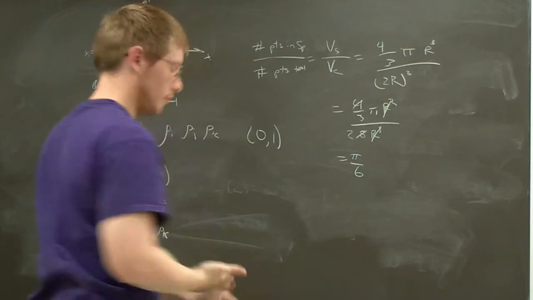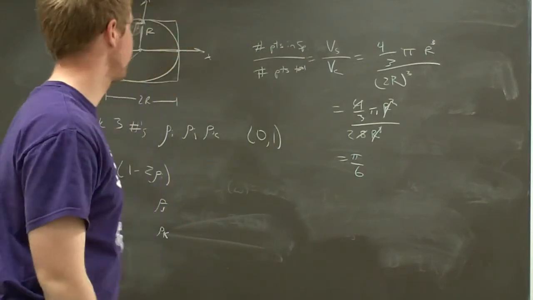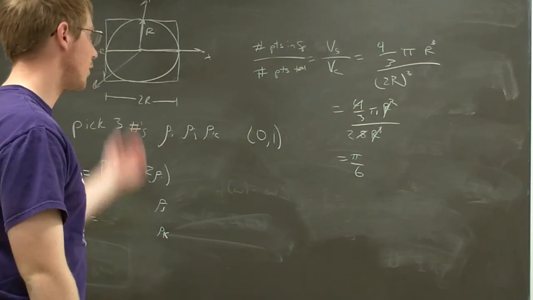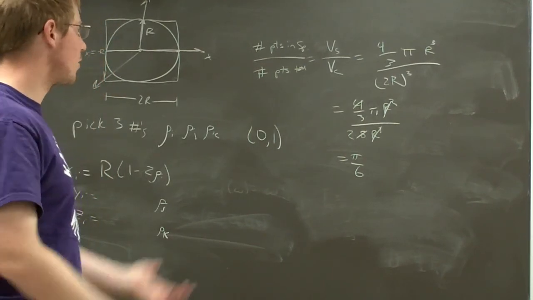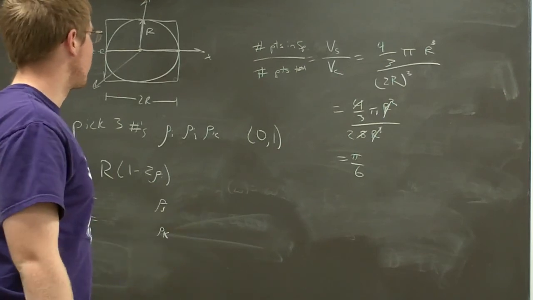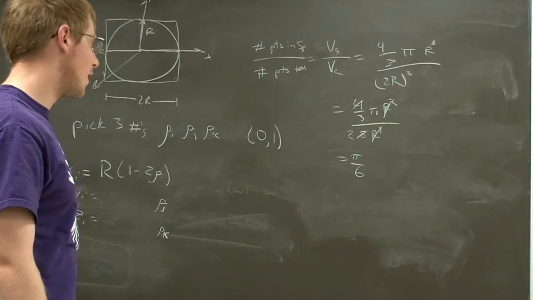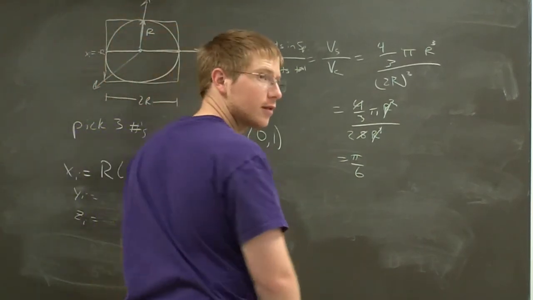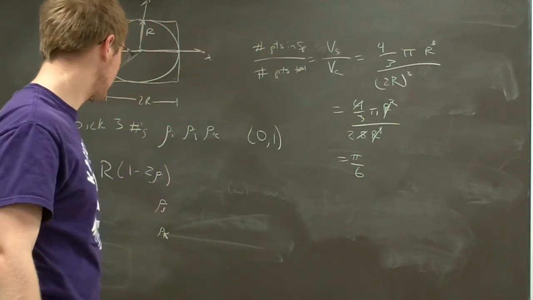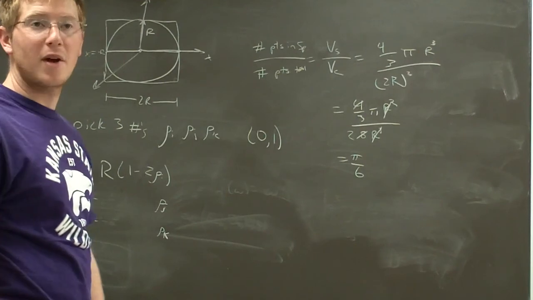So, showing that it's equal to pi over 6 is really easy. You just say that if you take an infinite number of points, the ratio is going to be exactly equal to the volume ratio, which makes sense. But your algorithm could be different. Your algorithm could be the same as this or different. I don't care, it just has to work. Anybody have any questions on this?